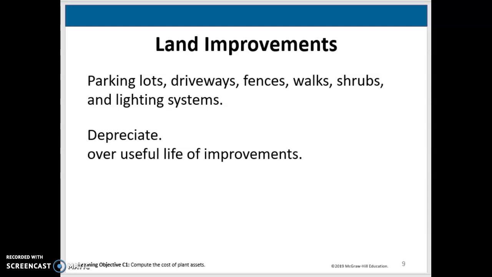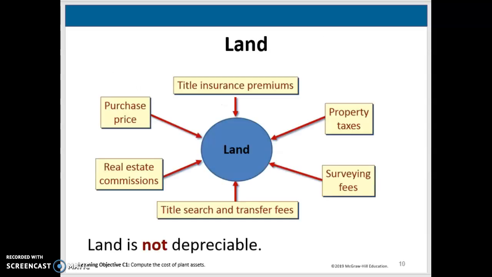But there is one long-term asset that we never depreciate, and that is land. While a building might have to be replaced eventually, your equipment, your machinery, your driveways, those kinds of things might have to be replaced. Land is never replaced. Your land is always there. You might have to fix the land improvements, but you never have to replace the land itself. So that's why it's not depreciable.